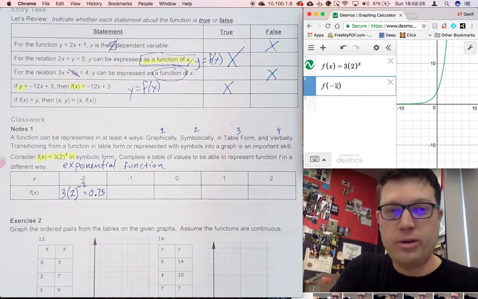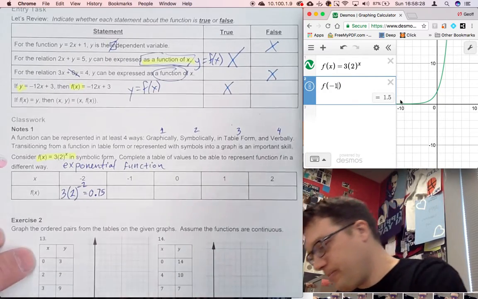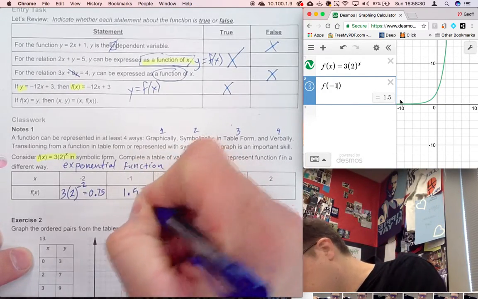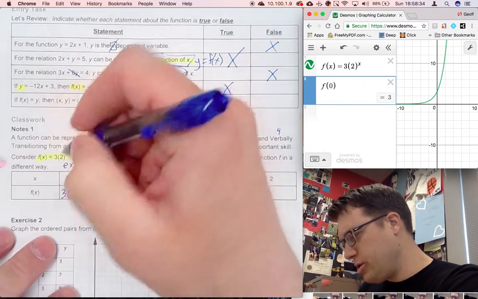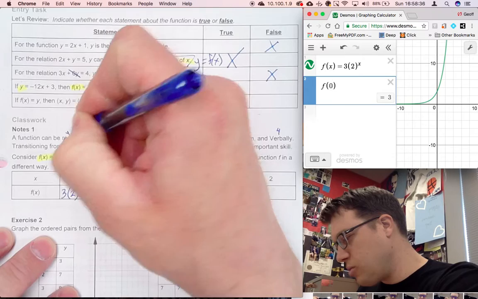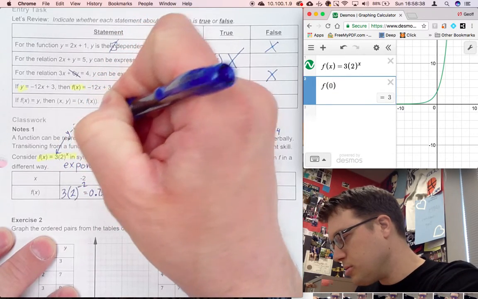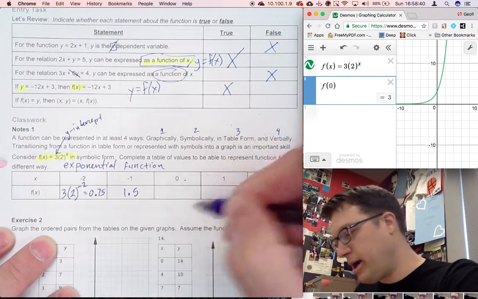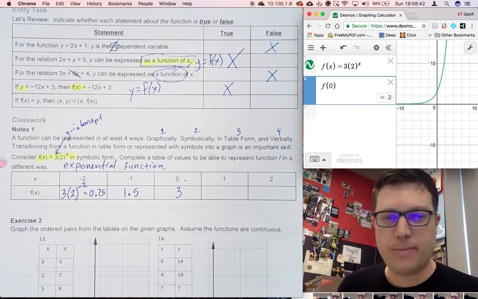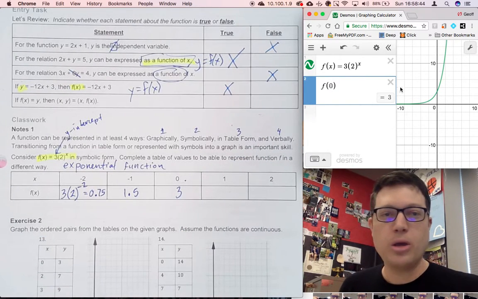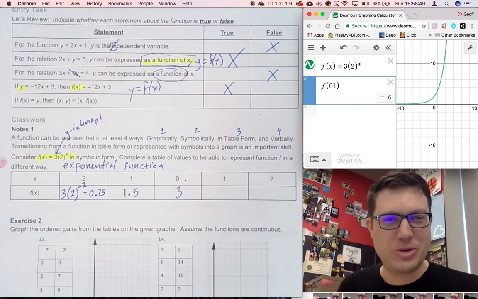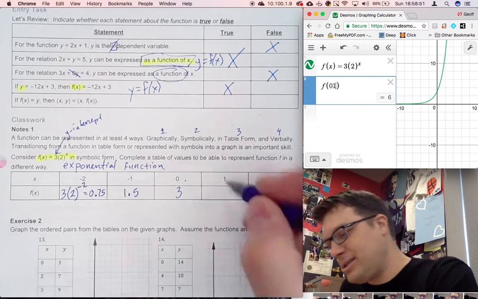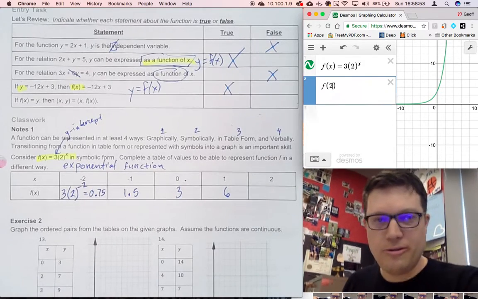So f of -1, 1.5. F of 0. Hey, that's familiar. In fact, notice the structure. The 3 is the y-intercept. So if x equals 0, we have 3 being the y-intercept, automatically filling in the space. If you use a 1, I left the 0 there, but it's okay. 0, 1 is the same as 1. So it's a 6, and then 12.